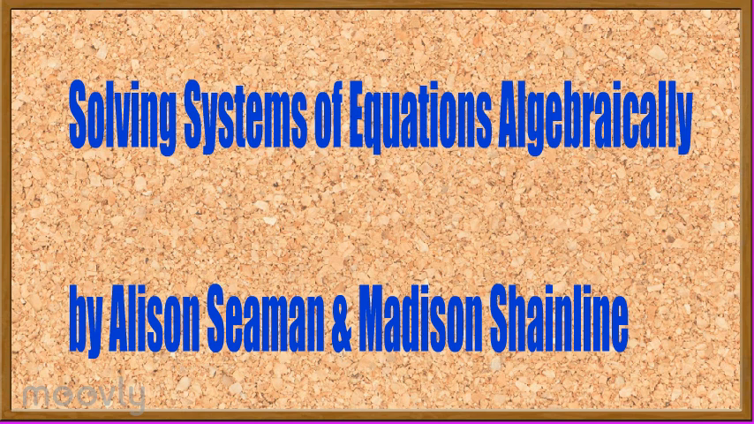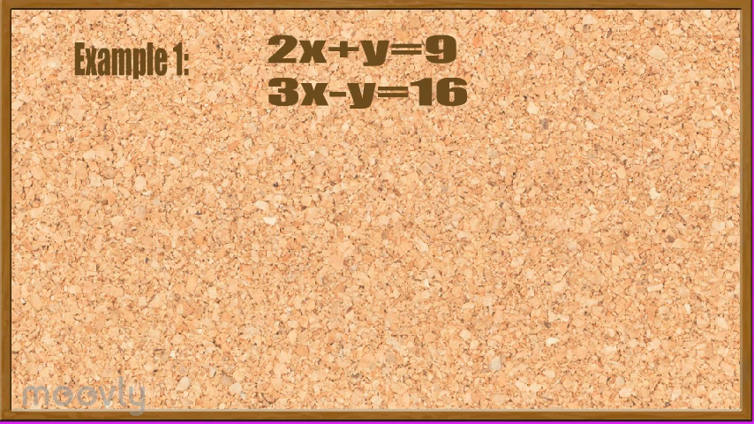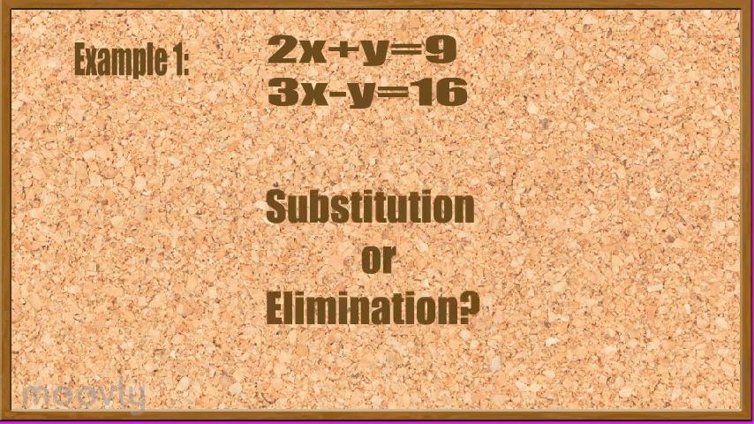Welcome to the tutorial for solving systems of equations algebraically. To start off, we will begin with a simple problem: 2x plus y equals 9 and 3x minus y equals 16. To begin solving, you need to decide whether you can solve by substitution or elimination, and you need to do this for each system of equations that you do.